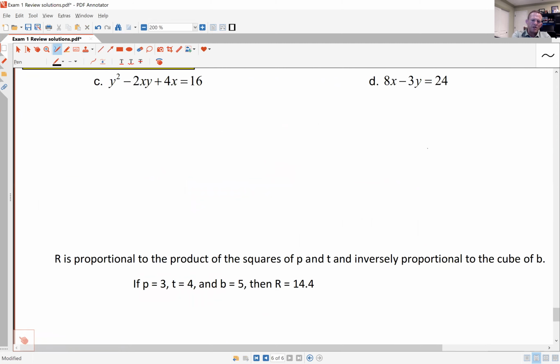Here's an equation where we don't really know what the graph of this looks like. So if we find the x-intercept by setting y equal to 0, we have 0 squared minus 2x times 0 plus 4x equals 16. Well, all this is just 0. This gives us 4x equals 16, or x is equal to 4.